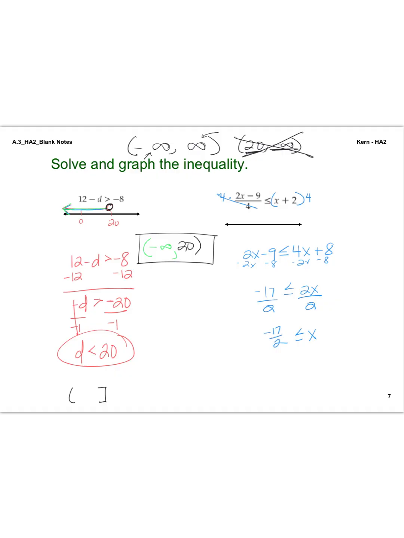I'm a creature of habit. I like to have my variable on the left side. So see how the open side is with the x over here? Keep the open side with the x. Okay, there's my answer. Let's graph it.